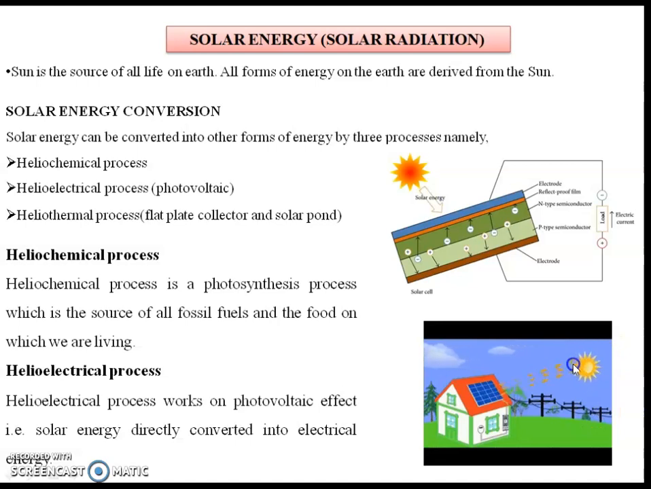Now you can observe this is the direct solar energy. Here the combination of p-type and n-type are positively charged and negatively charged. This difference will drive the current. So this is about the solar photovoltaic cell, or helioelectrical energy.